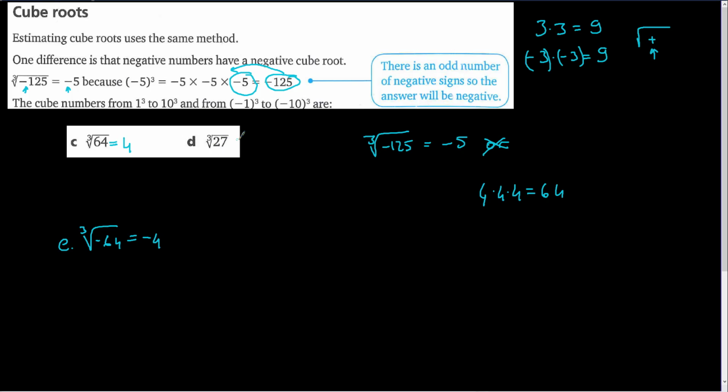What about the cube root of 27? Which number multiplied by itself 3 times gives 27? This is 3 times 3 times 3, which is equal to 27. So the cube root of 27 is going to be equal to 3. And I said before, we don't have an OR case here.